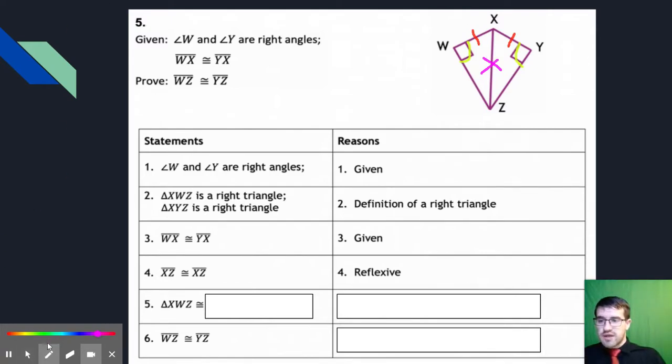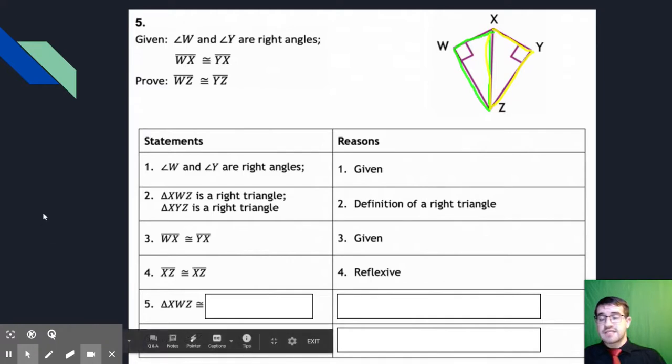So then our correspondence of, I'm going to get rid of all my markings here, triangle XWZ is congruent to triangle what? So we're starting here on the short side. We're going down the side that had one tick mark to the right angle. Then we're following the long side and then back up the hypotenuse. So triangle XWZ is going to be congruent to triangle XYZ.